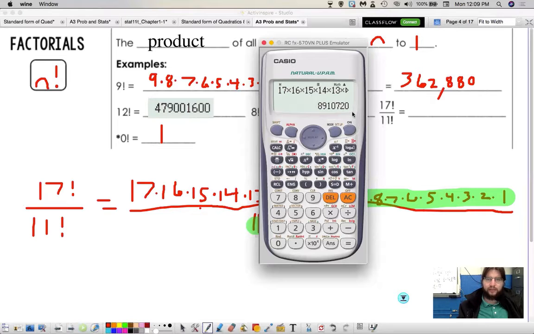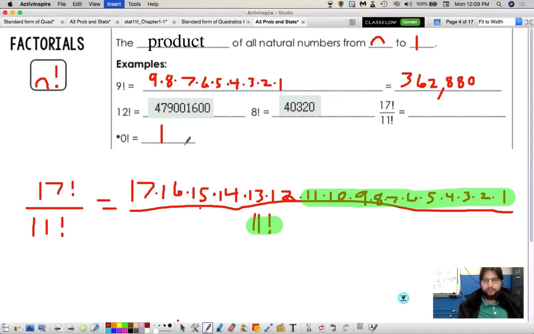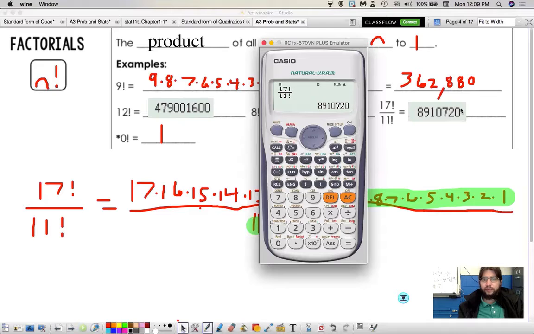we get the same thing as if we do 17 factorial over 11 factorial. And here it is right here, so you can compare. Same thing.